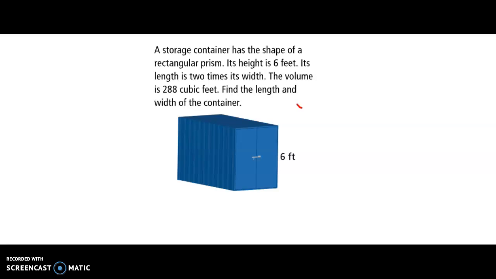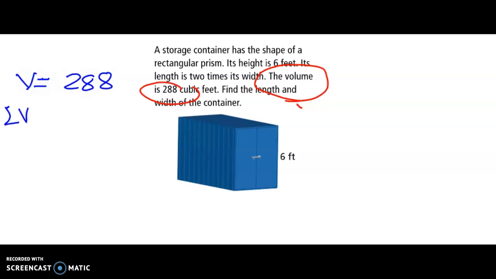According to the problem, the volume is 288 cubic feet. So let's write an equation about that. We know that the volume of the storage container is 288. Now, how do we find the volume of a rectangular prism? We know that the volume is equal to length times width times height. So I replace the variable V for volume by another expression that it's equivalent to: length times width times height.